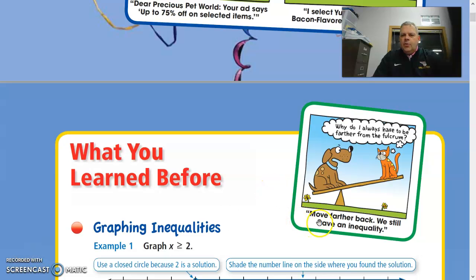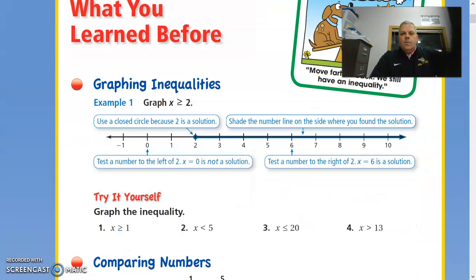And finally, in the third one, "move further back," we still have an inequality. Why do I always have to be the one farther from the fulcrum? Since Mr. Thorson's here, he can probably explain this a little bit better than I can, but this is the fulcrum right here, and we try to get these to balance.